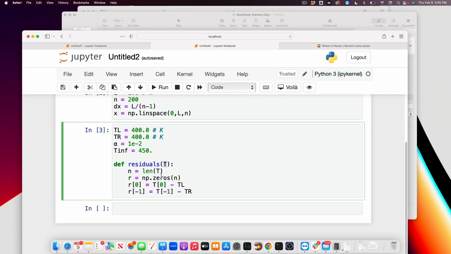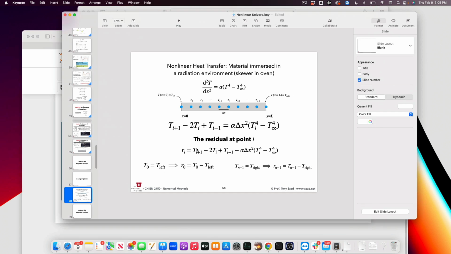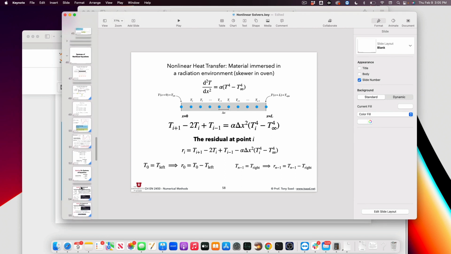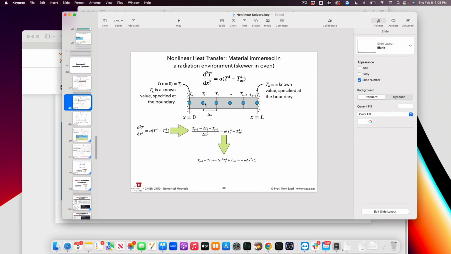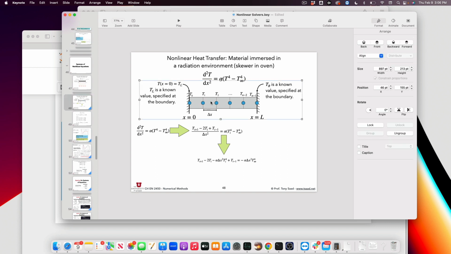Okay? So now I need to fill in the residual for the remaining points. So in other words, I need to fill in all of these Ri's. Okay? So I'm going to start looping from 1 to this last point. Okay? So this indexing here is messed up, unfortunately. So let me show you the indexing over here. So we're going to start with T1 all the way to Tn minus 2. Okay? We're going to start from T1 to Tn minus 2.